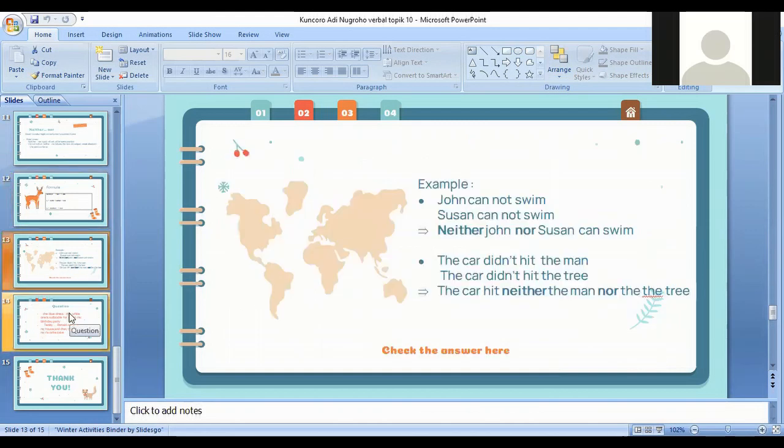Example. Number 1: John cannot swim. Susan cannot swim. Neither John nor Susan can swim. Number 2: The car didn't hit the man. The car didn't hit the tree. The car hit neither the man nor the tree.